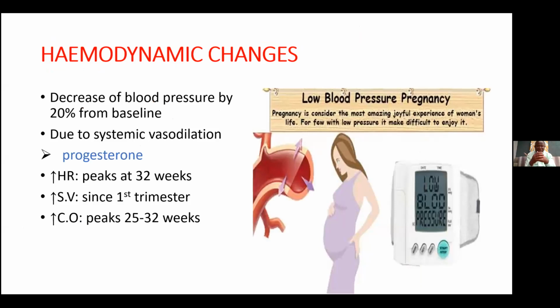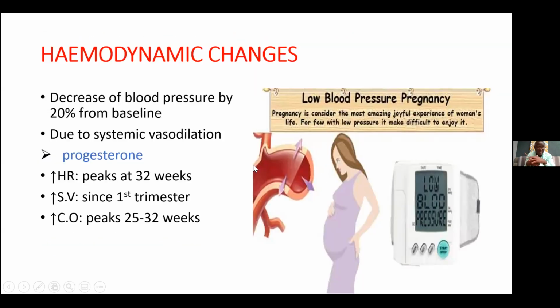So we have some hemodynamic changes, which are a decrease in blood pressure by 20% from the baseline. So she becomes borderline hypotensive, with a pressure at its lower limit, 90 millimeters of mercury over 50. We still consider it normal for a pregnant woman, due to the systemic vasodilation, which is due to progesterone.